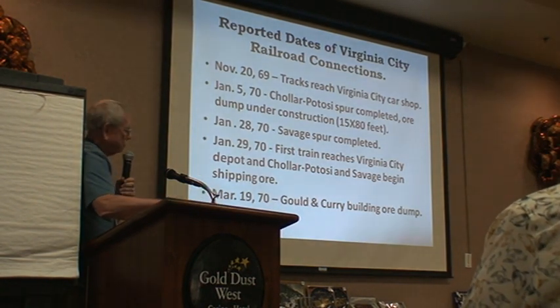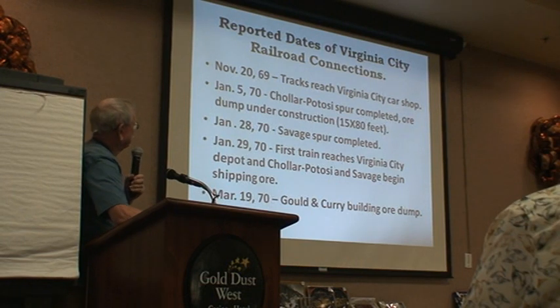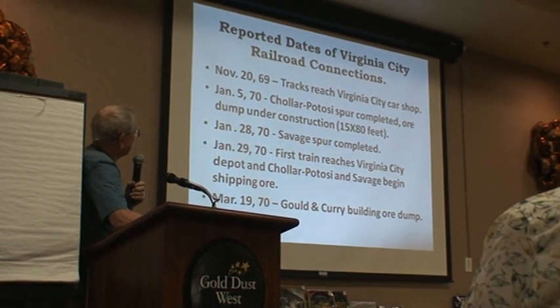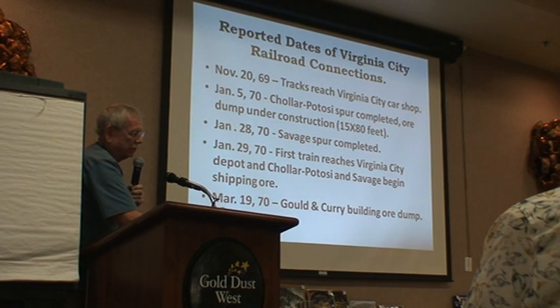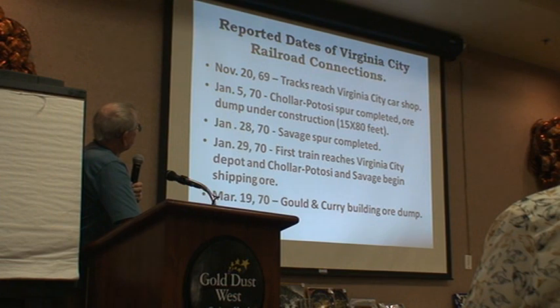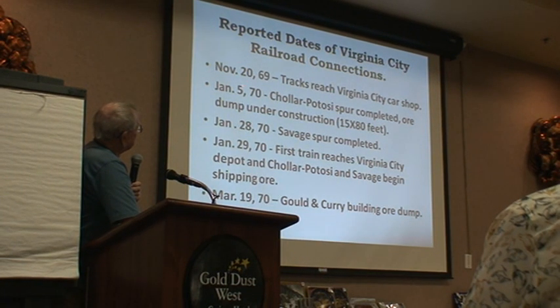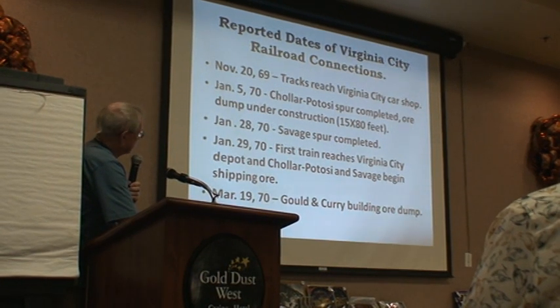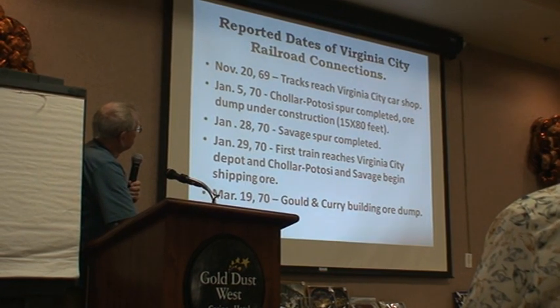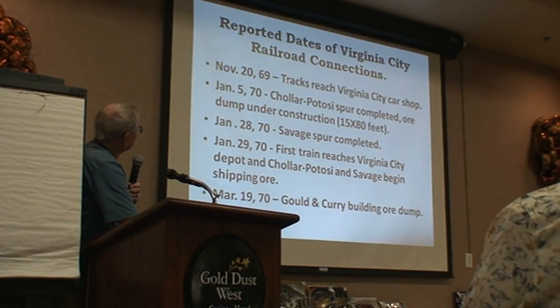Okay, we've gotten through Gold Hill, and we're on our way to Virginia City now. And you can see the dates, how long it took them actually to get service into Virginia City. By November 20th, they did reach the car shop where the locomotives Virginia and Carson had been erected. And so by November 20th, those locomotives were now available.